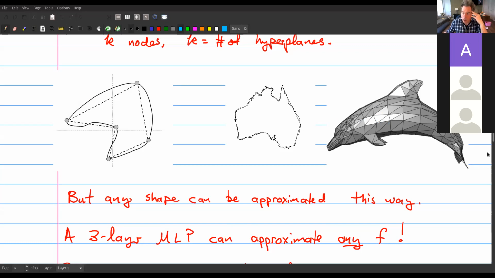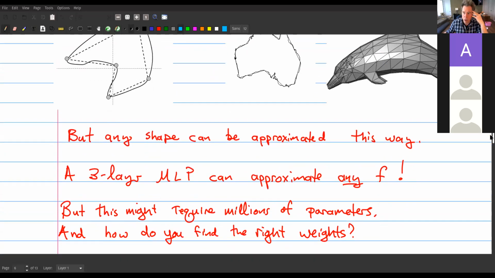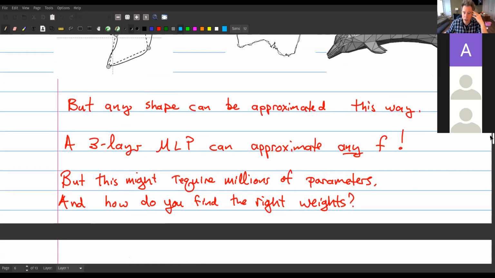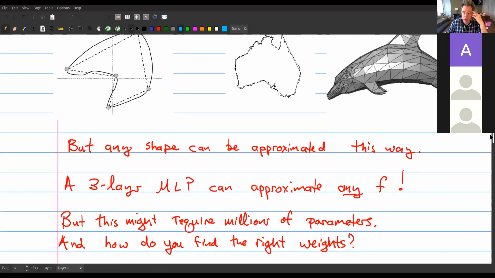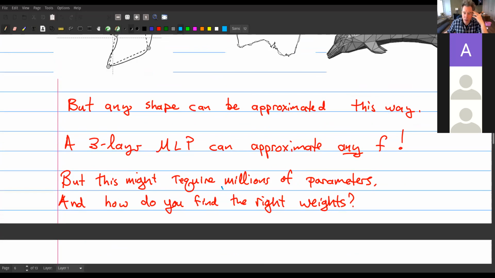So with a 3-layer neural network, you can represent pretty much any target function that you're likely to encounter. So there must be a downside. And the downside is that you get millions of parameters.